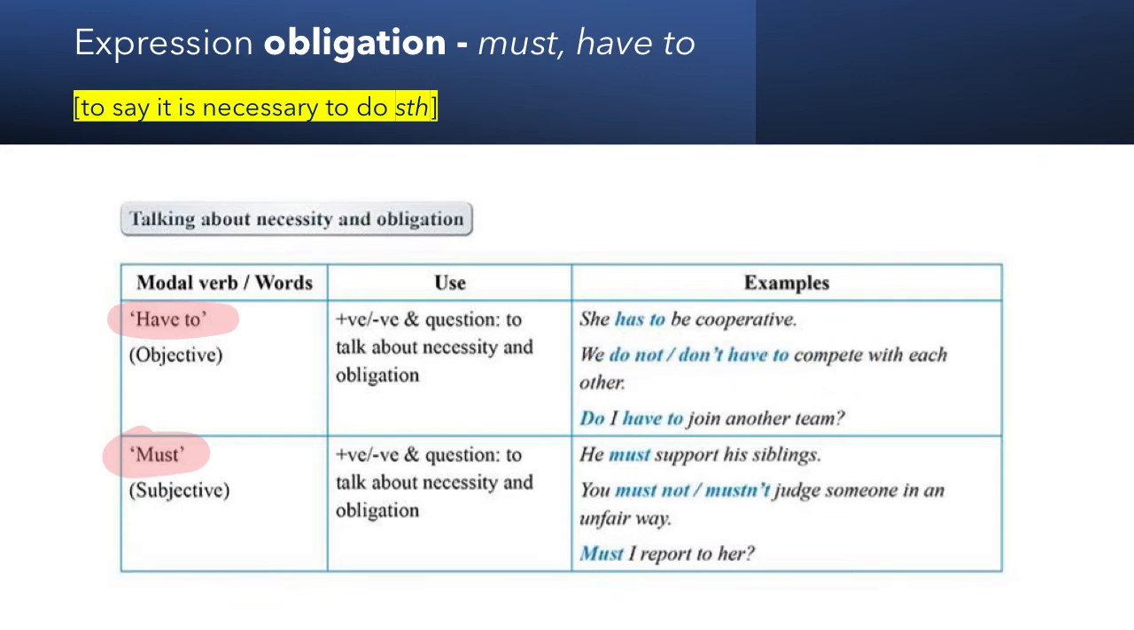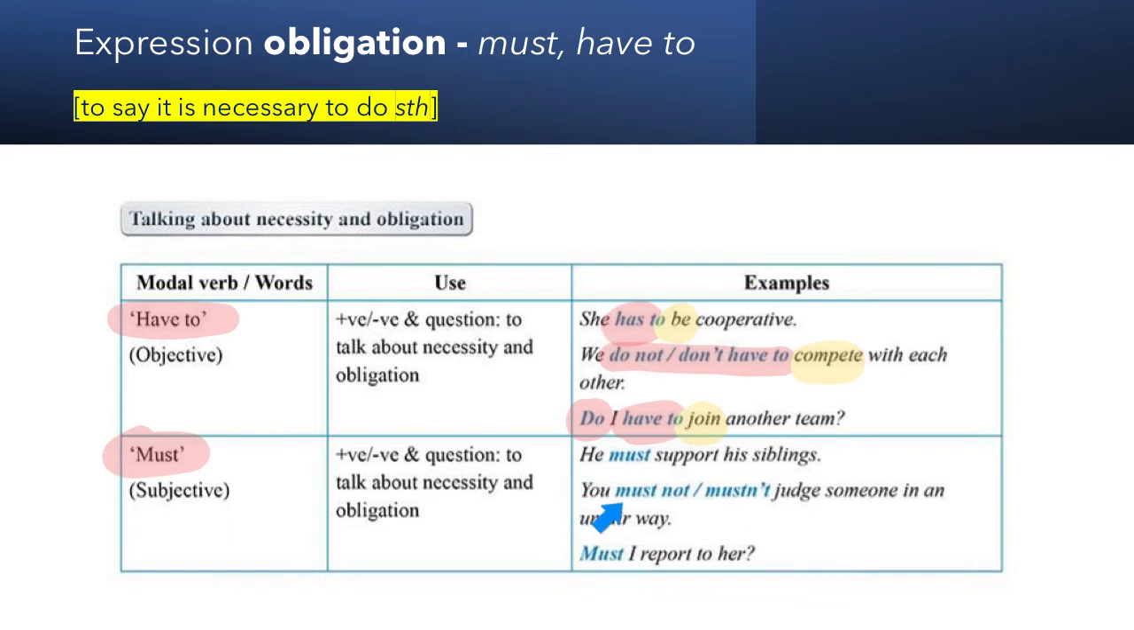When we are asking a question, we put do in front of the subject. Do I have to join? So the word join is also in base form after have to. On the other hand, we use must like this. We use the verb in base form after must.